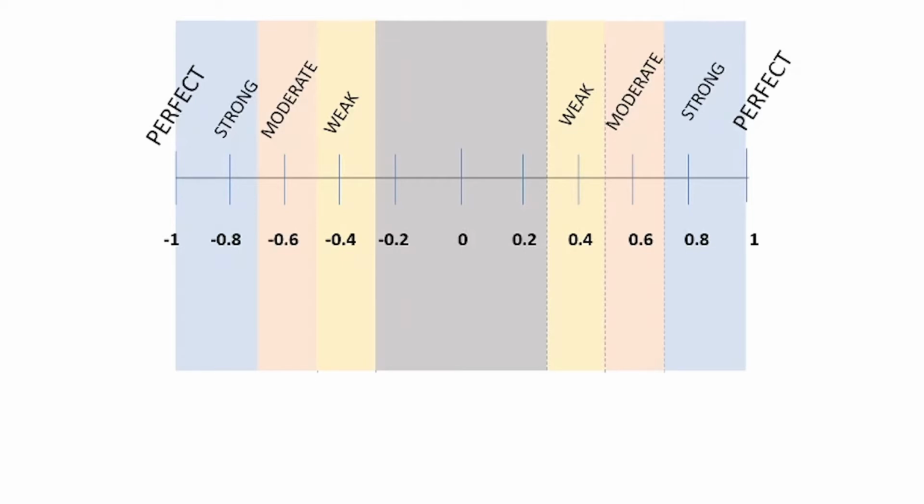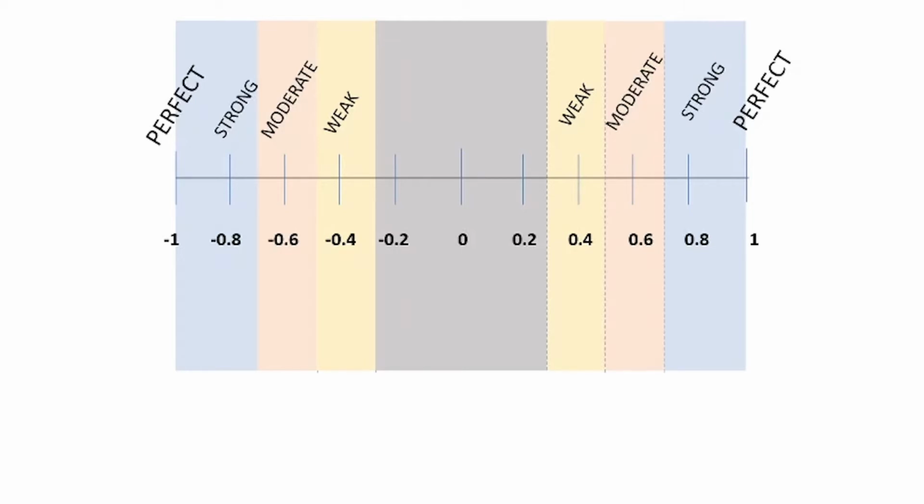So I've tried to color code this so you can get a picture in your head. It's a symmetrical spectrum of correlation coefficients with no correlation in this middle section and perfect correlation, strong correlation at the extremes. Let's match up these numerical descriptors with a diagram that would represent them.